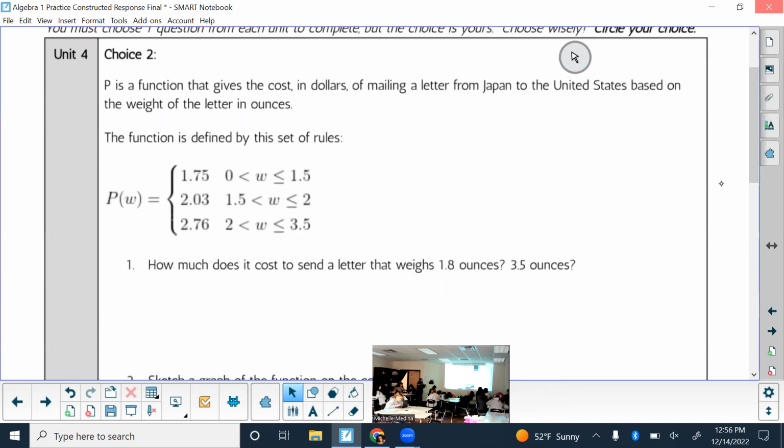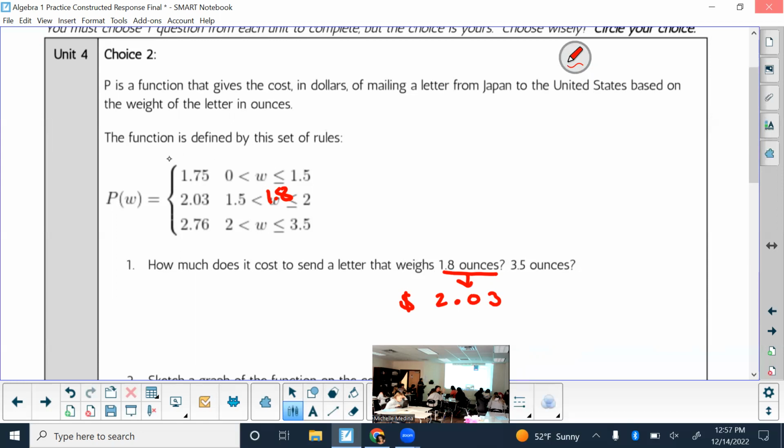How much does it cost to send a letter that weighs 1.8 ounces? And how do you know? Good. The 1.8 ounces is the weight. Replace it in here, see which one it best matches. It best fits in this one, right? Between 1.5 and 2. So it costs $2.03.